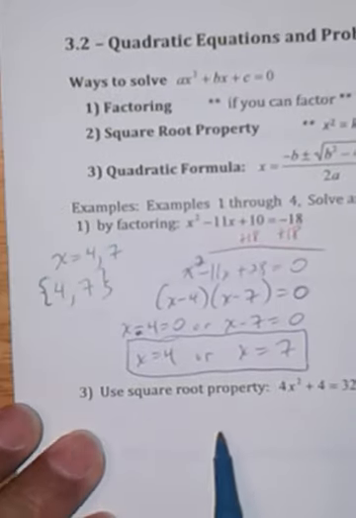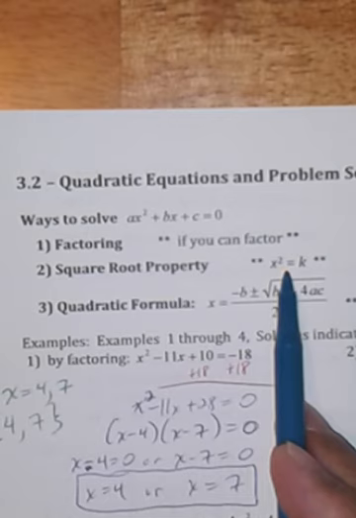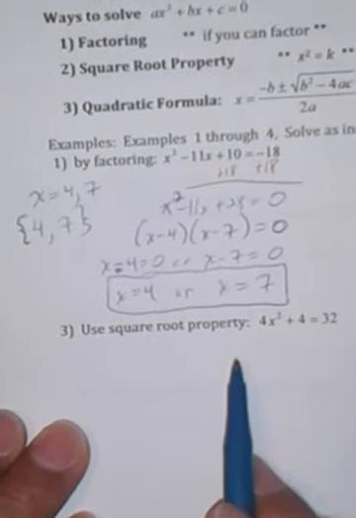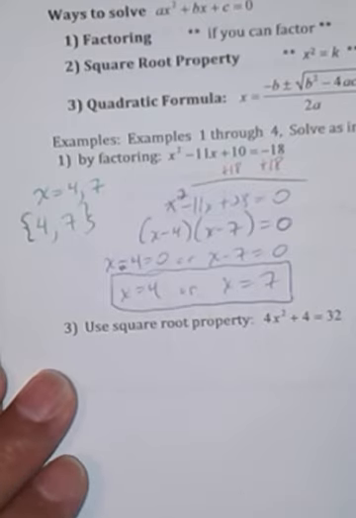Let's go on to number 3. Use the square root property. Okay, square root property we use if we can write our equation as x squared equals k. So can we write this equation as x squared equals something? So we'll subtract 4 first.